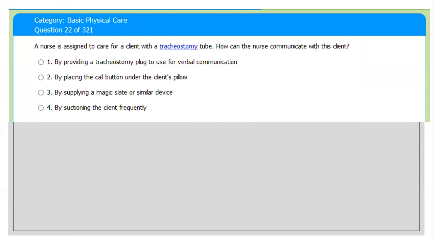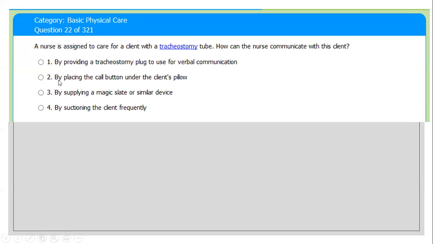Next question, talking about tracheostomy care. A nurse is assigned to care for a client with a tracheostomy tube. How can the nurse communicate with this client? Number 1, by providing a tracheostomy plug to use for verbal communication.